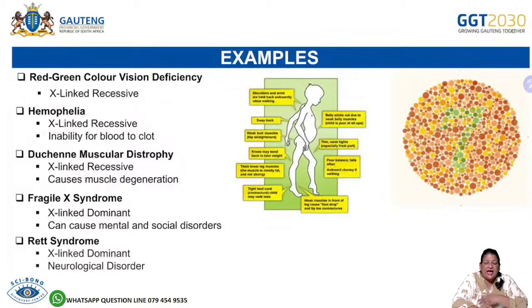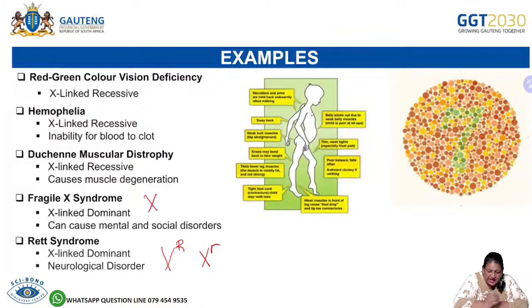Fragile X syndrome, these are other sex-linked diseases, and Fragile X syndrome is actually caused by a dominant allele, and it results in mental disorders. All right, it affects the brain. Then Rett syndrome is caused by a dominant allele. So let's say if I put Rett syndrome, Rett syndrome is actually caused by a dominant sex-linked allele. Then I must put X, and maybe I can put capital R because it's caused by a dominant allele. That means X to the power small r, which means this person is normal, and this person here has Rett syndrome.